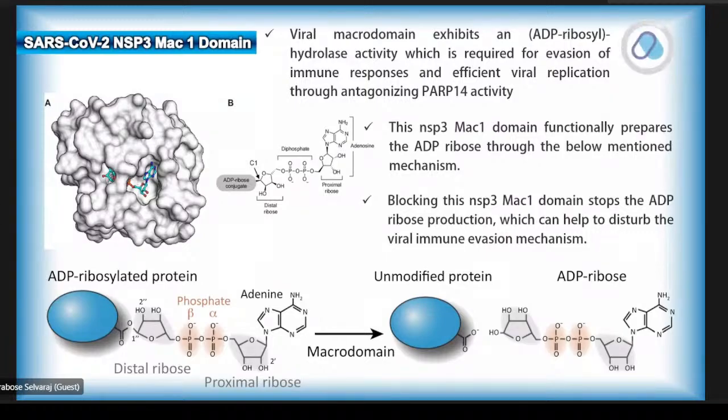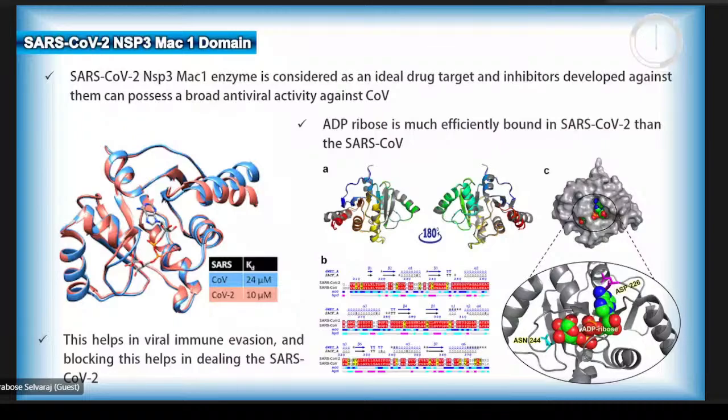The particular shape of the ligand should be there so that we can get into the replacement, because it's competitive. So if you compete, this mechanism will not happen. The ADP-ribosyl protein will not go for the unmodified ADP ribose. So this mechanism we have to stop. This is the main goal. So we have taken the sequence of NSP3 MAC1, and we thought about what the ideology is to develop the drug.